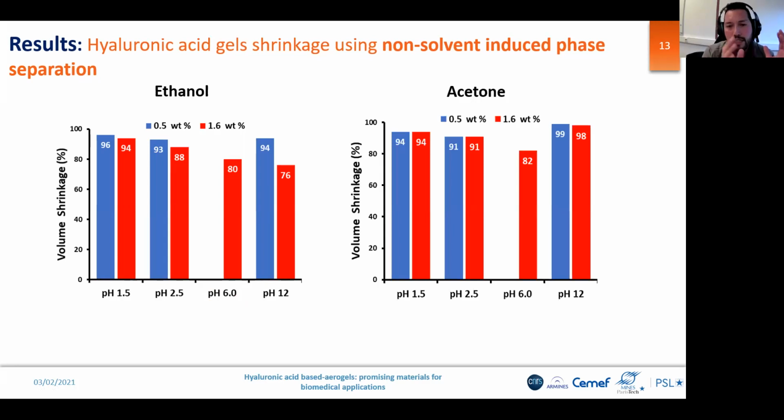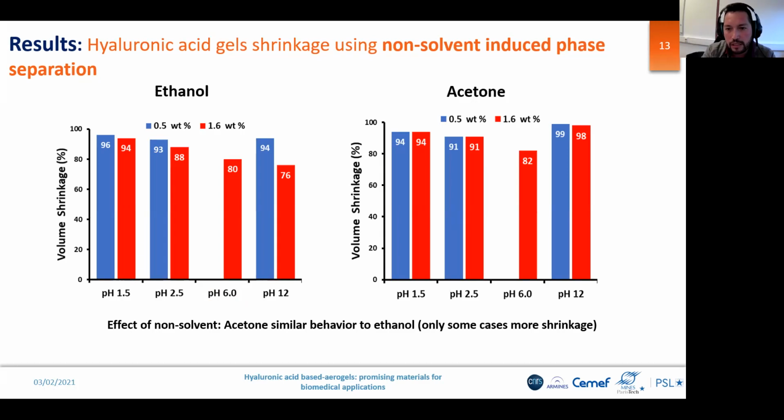Then if we compare in this methodology the use of ethanol versus the use of acetone as a non-solvent, basically we see a similar behavior with both non-solvents. Basically we have shrinkage higher than around 90%, and only in some cases we observe more shrinkage when we are using acetone. However, in general, we don't see a real trend by the use of the pH. We don't see a strong effect of the pH, more in the pH 12.